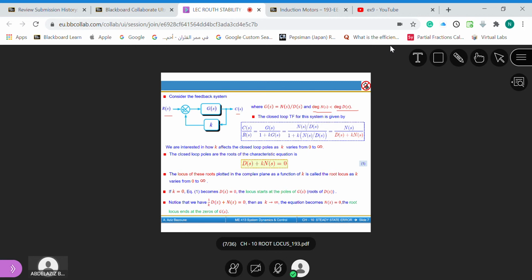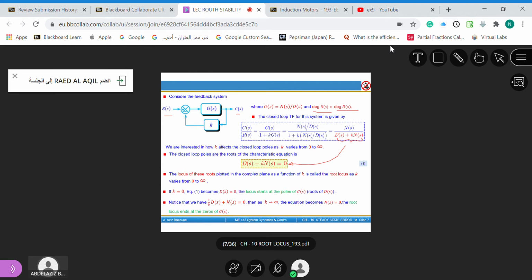J over 1 plus K G of S, where K here is a parameter that we are varying to see how this will change when K varies from 0 to infinity. So the closed loop characteristic equation will be D plus K times N of S equal to 0. The root locus can be plotted in the complex plane as a function of K, and K varies from 0 to infinity.